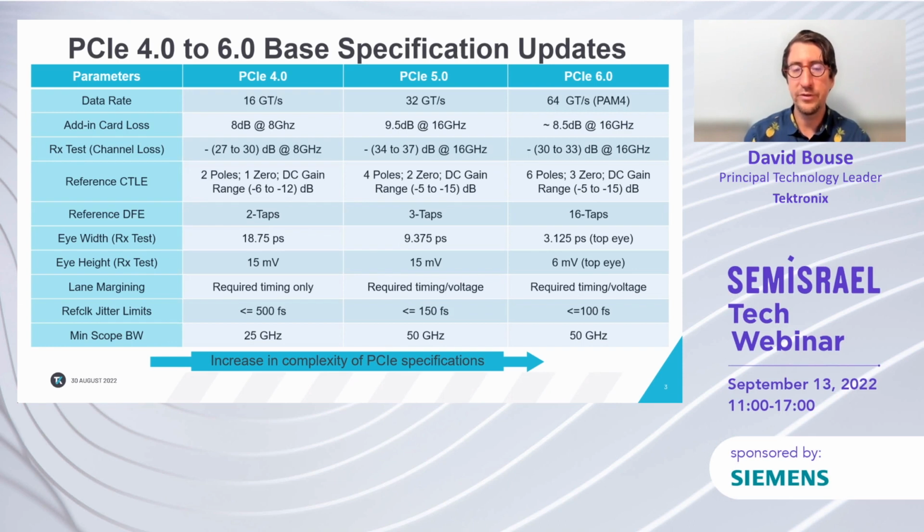Lane margining has continued to evolve. It was initially introduced for Gen 4, timing only, now required for timing and voltage, both for Gen 5 and Gen 6. Quite a bit of reduction on the allowed jitter from ref clock. We're now down to less than 100 femtoseconds of jitter allowed after the appropriate filtering has been applied. And you can see the real-time oscilloscope bandwidth requirements. 50 gigahertz is that requirement for Gen 6.